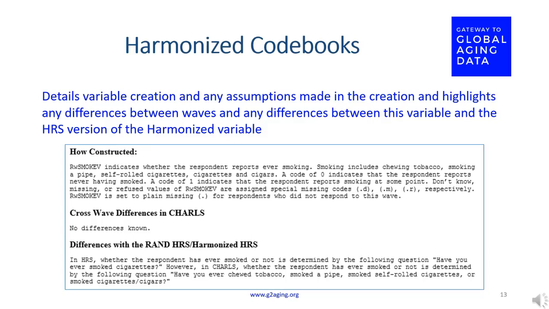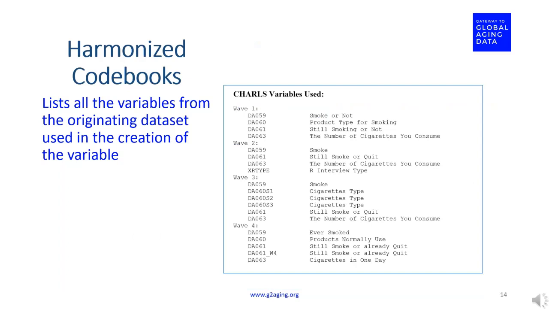So while these detailed notes take time for us to write, they can really provide invaluable information about the comparability between studies. The last thing we include in the Harmonized Codebooks is a list of all the variables from the original dataset that we used in the creation of that variable. This information is helpful if you want to go back to the study and look at the questionnaire or the study codebooks and see exactly what variables we used and perhaps why.